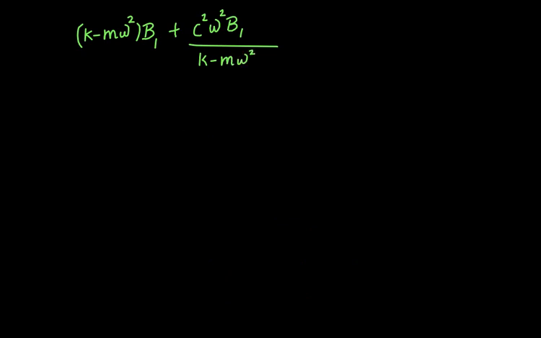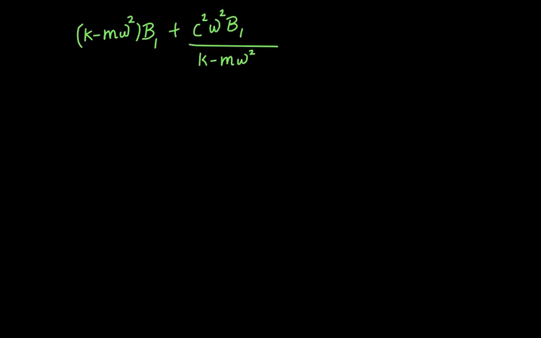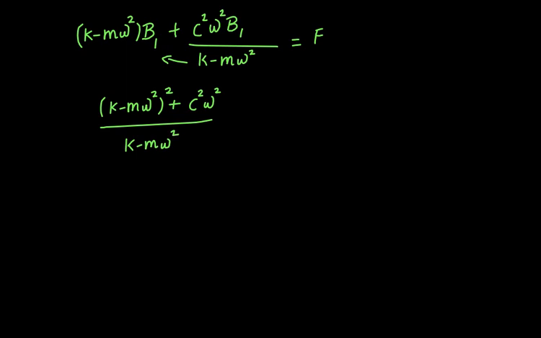K minus M omega squared, that is equal to F. I can take the LCM, so I bring this term here. It's (K minus M omega squared) the whole squared into B1, plus C squared omega squared divided by (K minus M omega squared), into B1, is equal to F. Now I can find the value of B1.